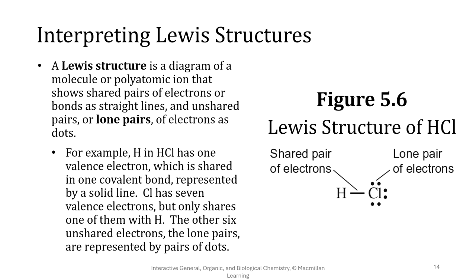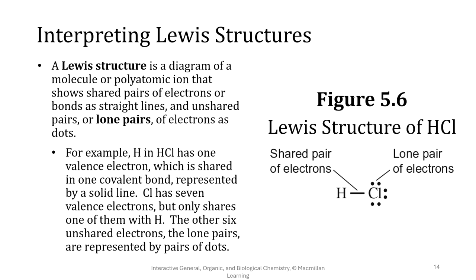So a Lewis structure is a diagram of a molecule or a polyatomic ion or some chemical system, and it shows the shared pairs of electrons, or the shared electrons in bonds, as straight lines, and then the unshared electrons are lone pairs.